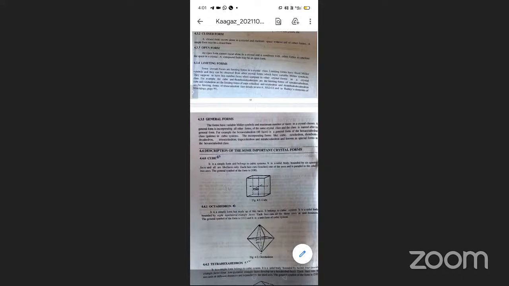So now I'm stopping here, and tomorrow we'll continue. Tomorrow we'll discuss the isometric, tetragonal, and orthorhombic systems clearly. After completion of these crystal systems, we need to discuss our mineralogy chapter also. That we'll also see. Thank you.